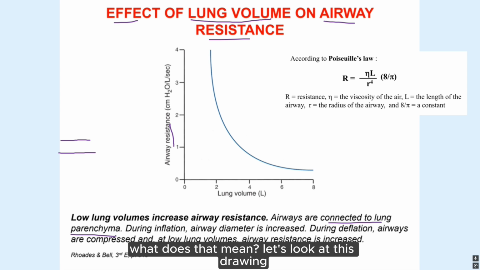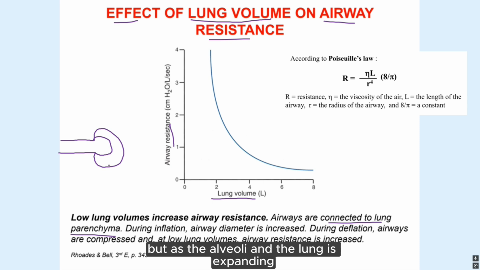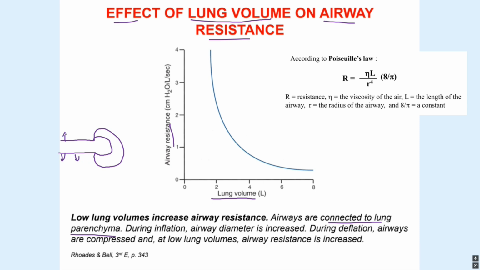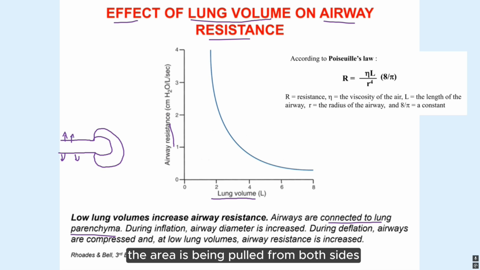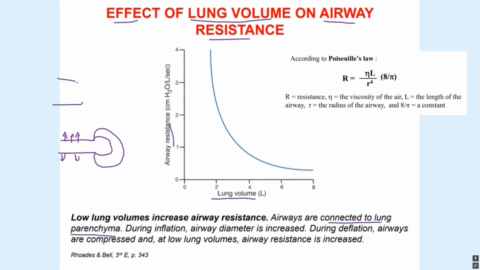What does that mean? Let's look at this drawing. So let's say this is the airway, and then you have an alveolus. When you take a deep breath and you're increasing the lung volume, the alveolus will expand. So it will be something like this. But as the alveolus and the lung are expanding, you're also pulling up the airway. The airway is being pulled from both sides, and so you will end up with something like this.